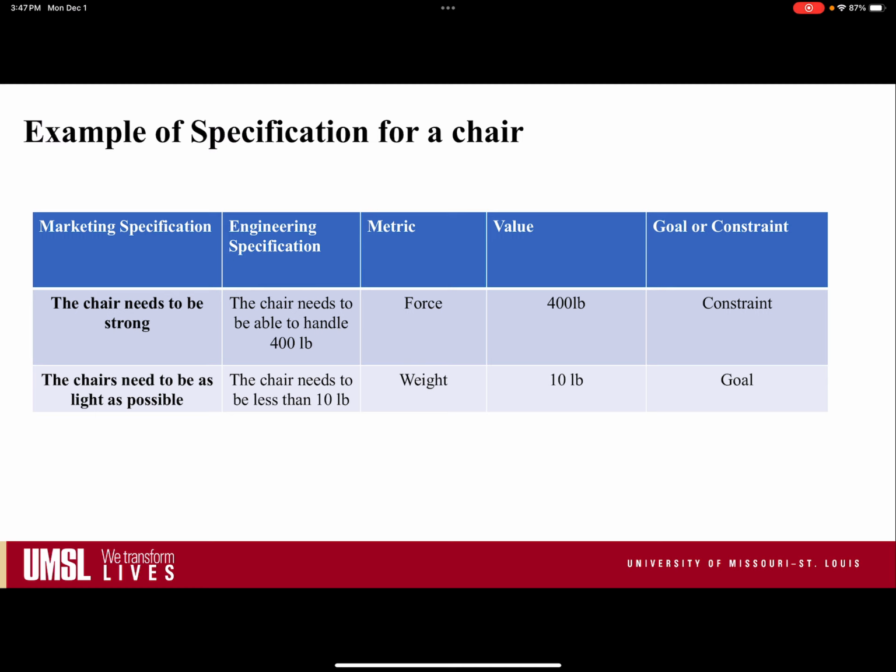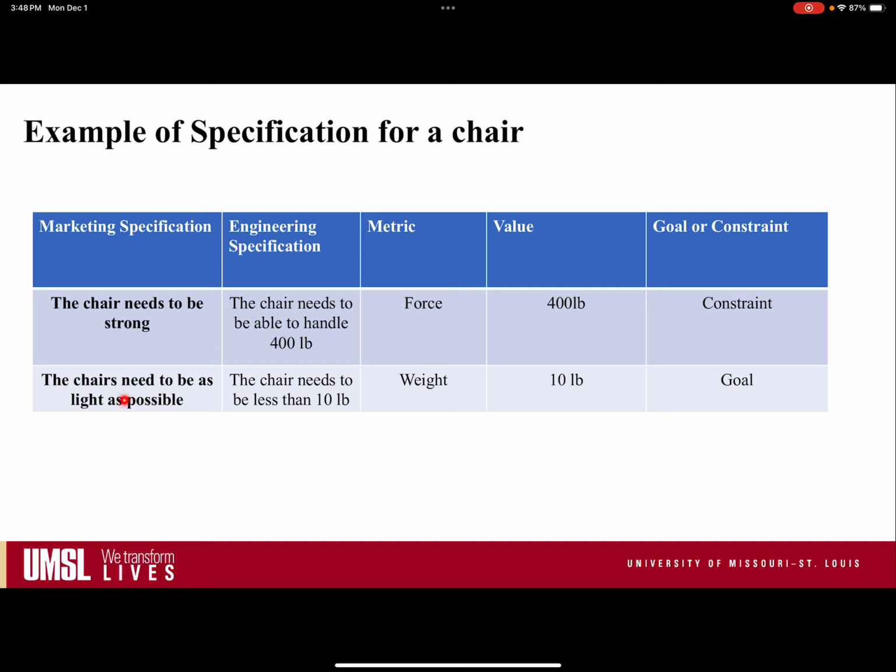What metric are we going to use? We're going to use force. What value? 400 pounds. Why 400? A lot of times the sponsor provides it. Sometimes we find that by doing research. And then, is it a goal or a constraint? It's a constraint that we need to have.